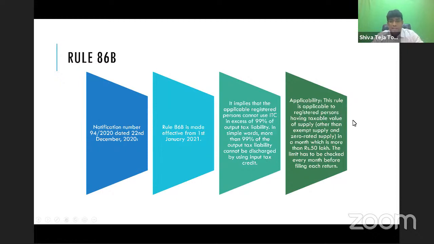But one point you have to see here, this rule is applicable to registered persons having taxable value of supply, other than exempted and zero rated in a month, which is more than 50 lakhs. So if the taxable value of supply is more than 50 lakhs, only to them this rule is applicable. That is 99% only you can use. 1% you have to pay using cash ledger. This limit has to be checked every month before filing each return.